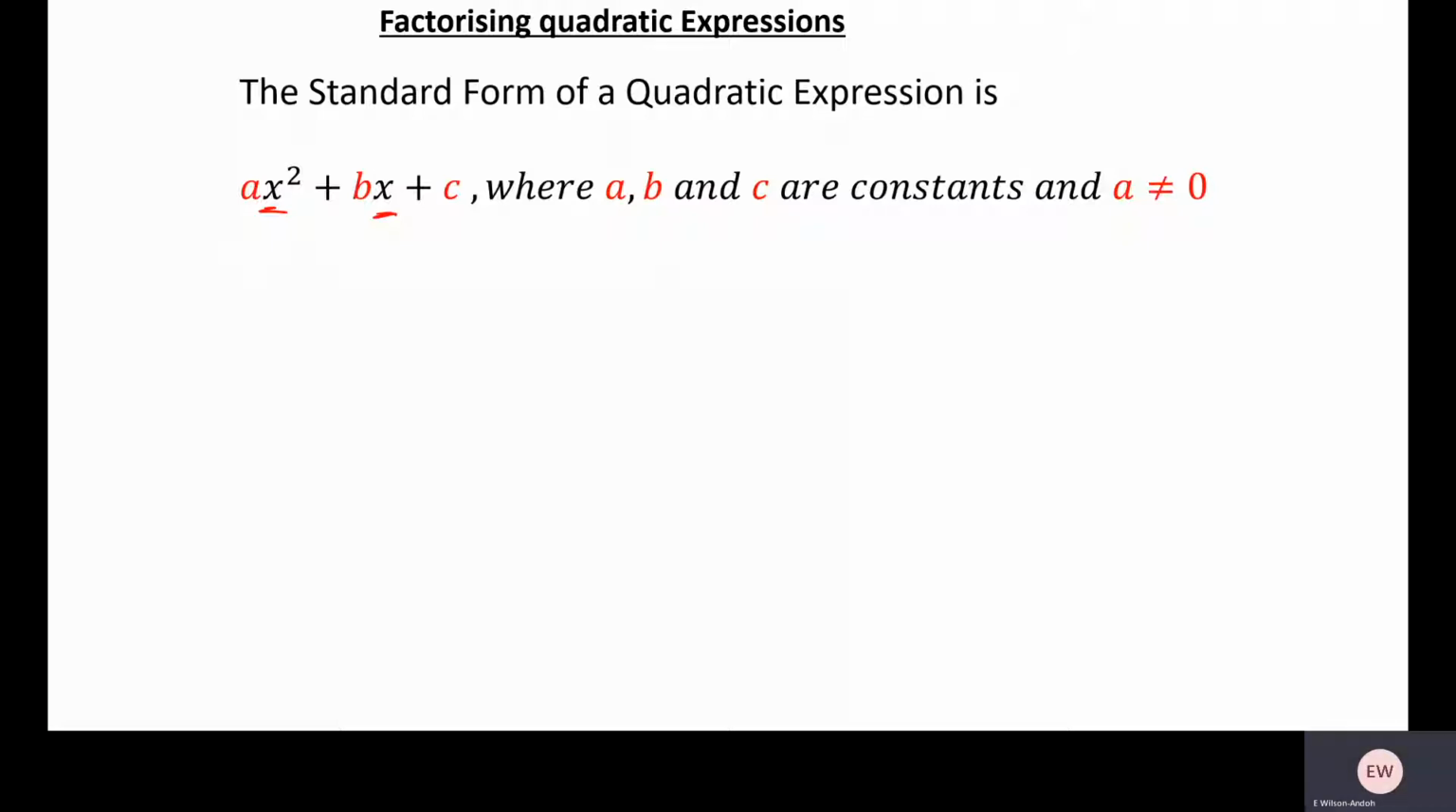Now, why is it so? ax squared is the same as a times x squared. If a is 0, we will have 0 times x squared, which is equal to 0. So this makes the expression no longer quadratic, because any quadratic must have the highest power of the variable to be 2.